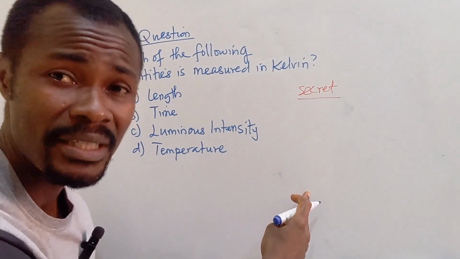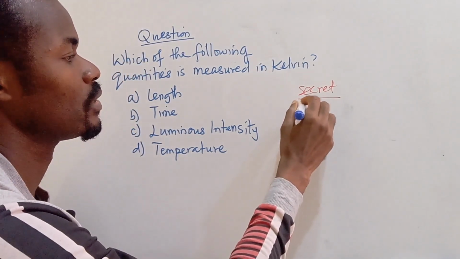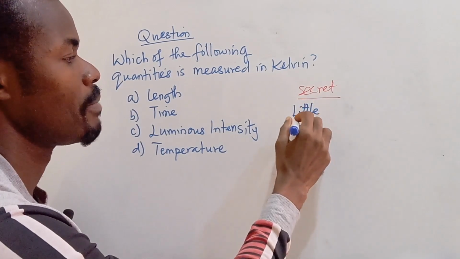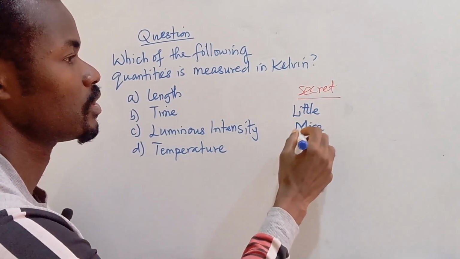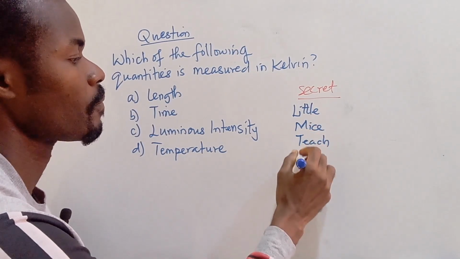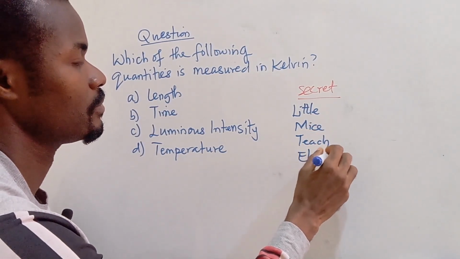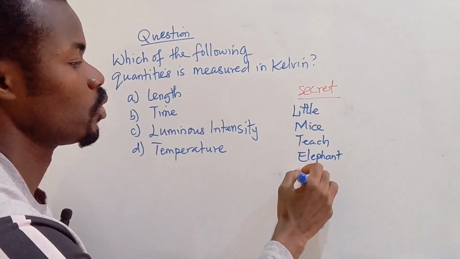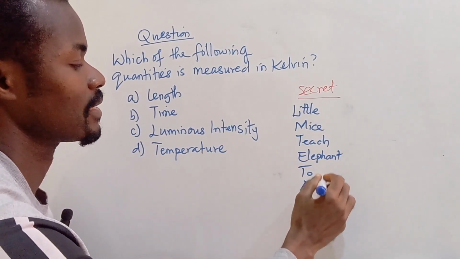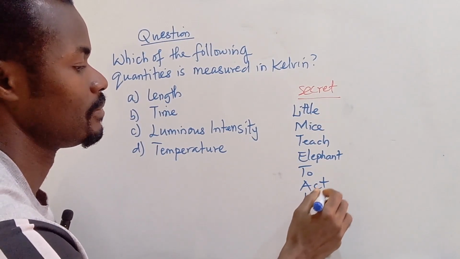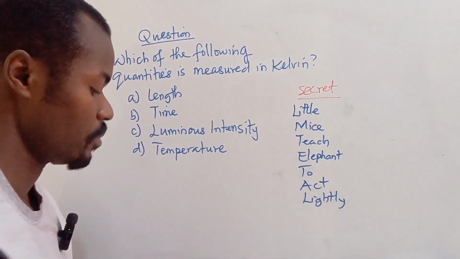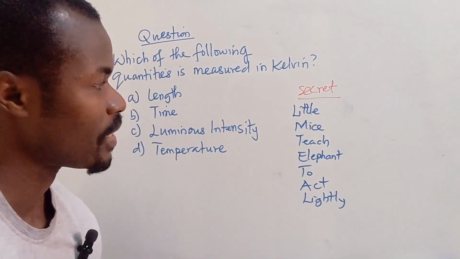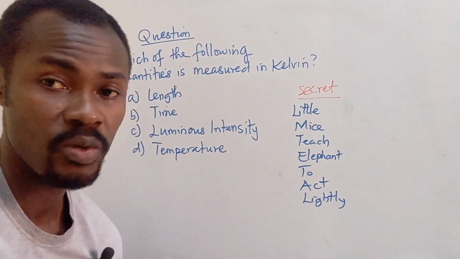The 7 basic fundamental units, you want to start with: little mice teach elephant to act lightly. Yes. So, little mice teach elephant to act lightly.